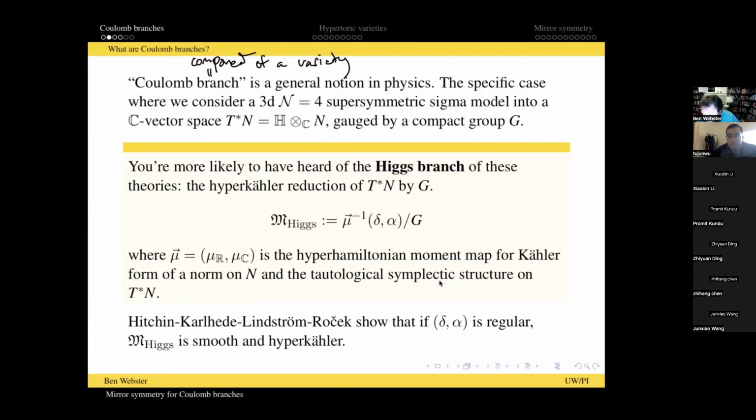Sorry, what was that? Excuse me, do you always assume this quaternionic space to be of cotangent type?